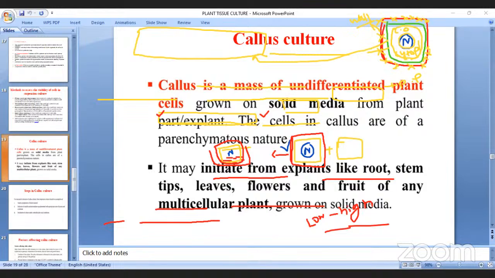Finally it appears with the cell wall as it is, and the cell content shrinks away. This process is called plasmolysis. Plasmolysis. Due to plasmolysis, what happens here? Cells shrink, and the cell wall remains as it is.